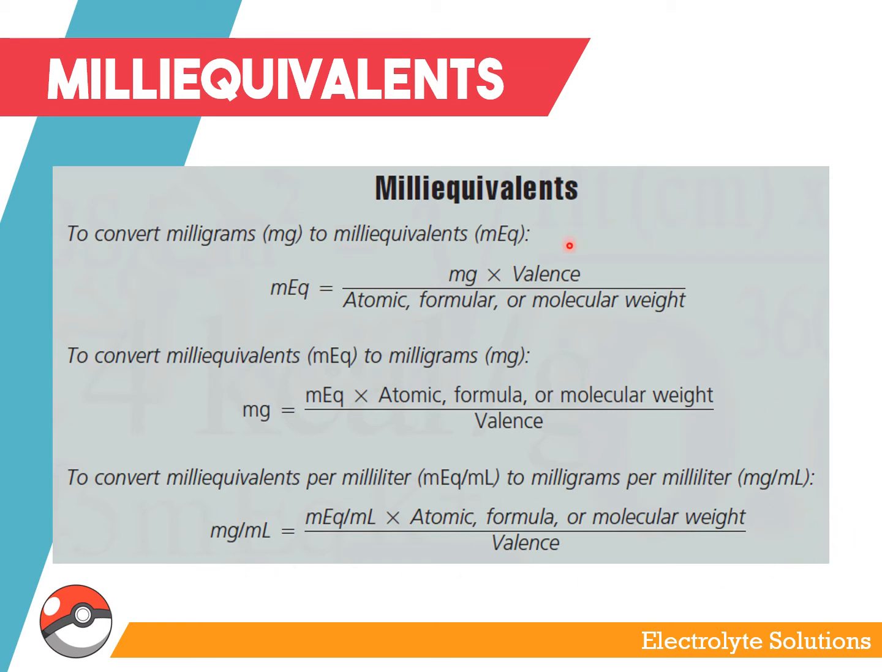In the formula, there are common terms like valence, atomic formula or molecular weight, and so on. Valence is determined by the number of electrons that an atom can lose, add, or share. Later, I will teach you how to determine the valence of the compounds. The atomic formula or the molecular weight of a compound is determined by adding the individual molecular weights of the elements involved. Later you will understand how to compute for this.